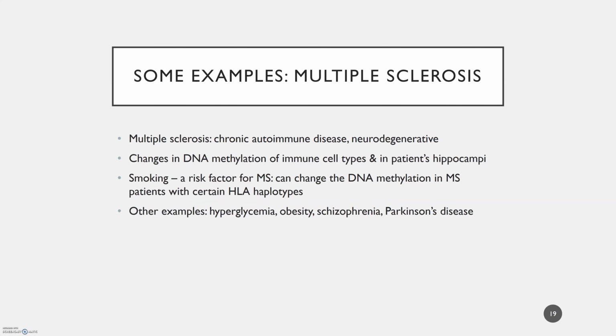Multiple sclerosis, or MS, is another chronic autoimmune disease that's also neurodegenerative. Changes in DNA methylation of multiple immune cell types and in patients' hippocampi have been observed. Smoking, which is a risk factor for MS, can change the DNA methylation in MS patients with certain HLA haplotypes. Other examples of health-related phenotypes associated with epigenetic changes include hyperglycemia, obesity, schizophrenia, and Parkinson's disease.